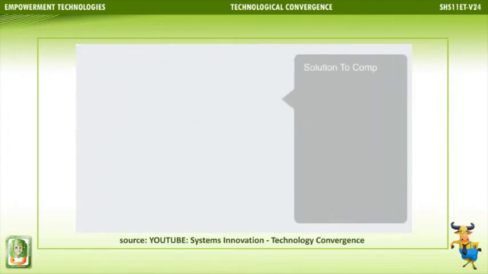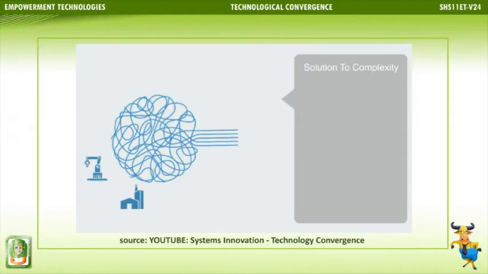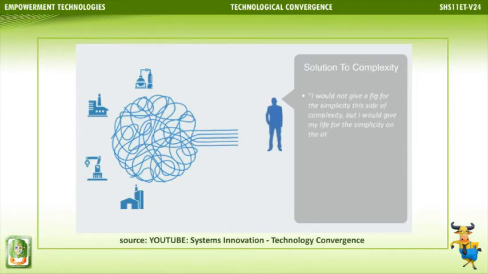So these are some of the challenges to convergence. We'll now talk about some of its benefits. Convergence and abstraction are in many ways central to the solution space of dealing with the complexity of our industrial systems. As Oliver Holmes once said, "I would not give a fig for the simplicity this side of complexity, but I would give my life for the simplicity on the other side of complexity." Convergence is in many ways the only hope for the simplicity on the other side of complexity.